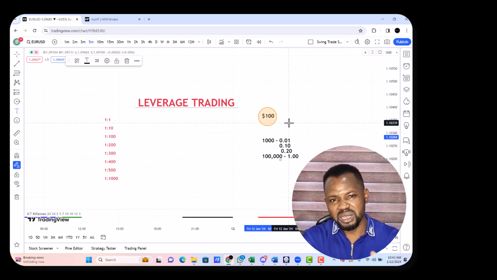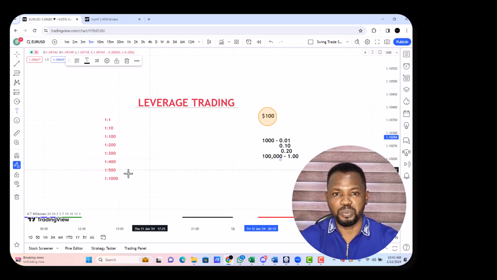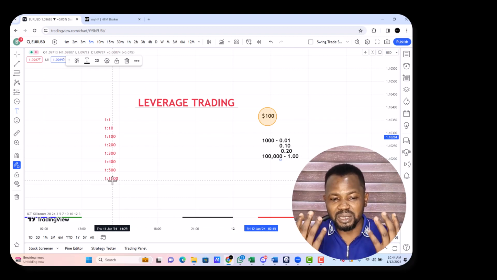Now the question is, what risk? Which is the best leverage? I'm going to be covering that in our next video, the best leverage to use. But here, I don't want to deviate from the topic of discussion. Just wait to understand what leverage is and how you can use it to your advantage. So we all use leverage.